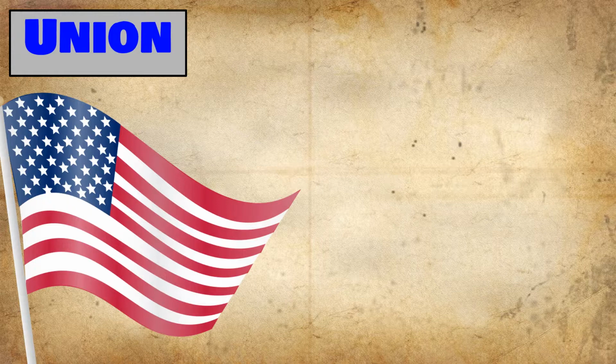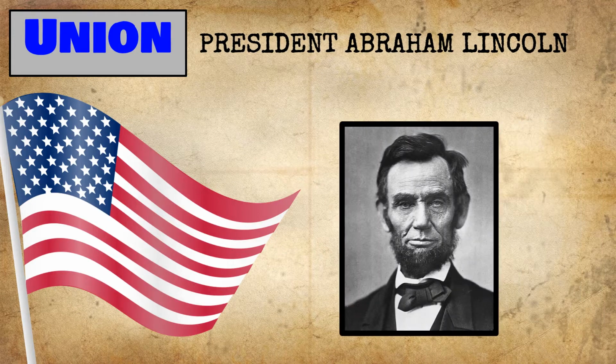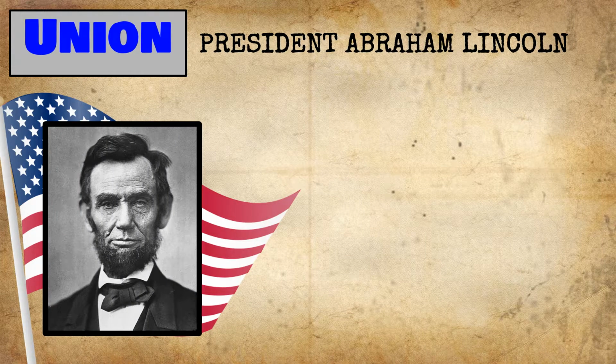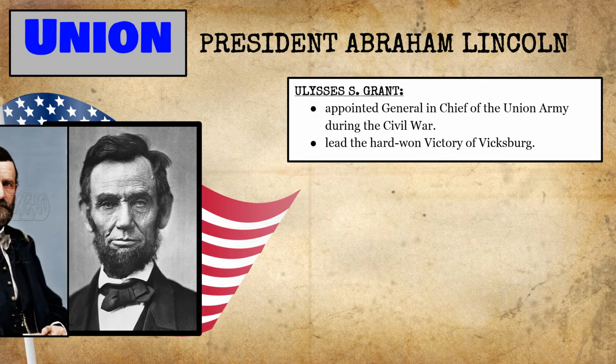All right, so let's talk about the Union people. Who are the key players in the Union? So flip your paper over and you will see a picture of the president of that time of the Union, which is Abraham Lincoln. And some of the key players of the Union are Ulysses S. Grant.